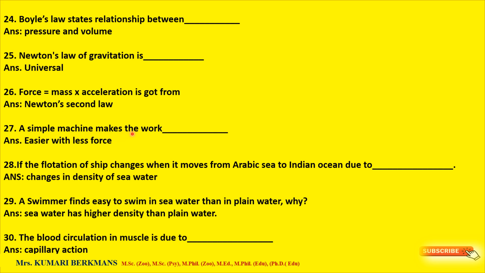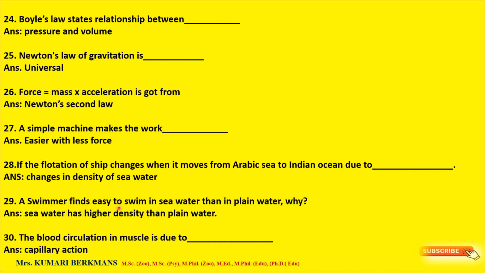A simple machine makes the work easier with less force. The flotation of a ship changes when it moves from the Arabian Sea to the Indian Ocean due to dash. The answer is changes in density of water.